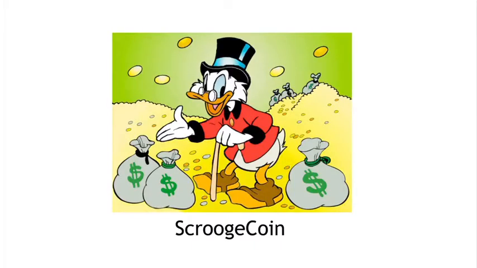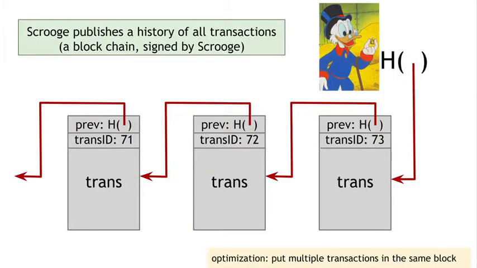So we need to somehow improve on Goofy Coin, and we'll do that by designing another coin, which I'll call Scrooge Coin. Scrooge Coin is going to be rather like Goofy Coin, except it will solve the double spending problem in a particular way. And this coin was created by Scrooge. Okay. So this is a little bit more complicated in terms of data structures, but here's one of the key ideas, that Scrooge is going to publish a history of all the transactions that have happened.